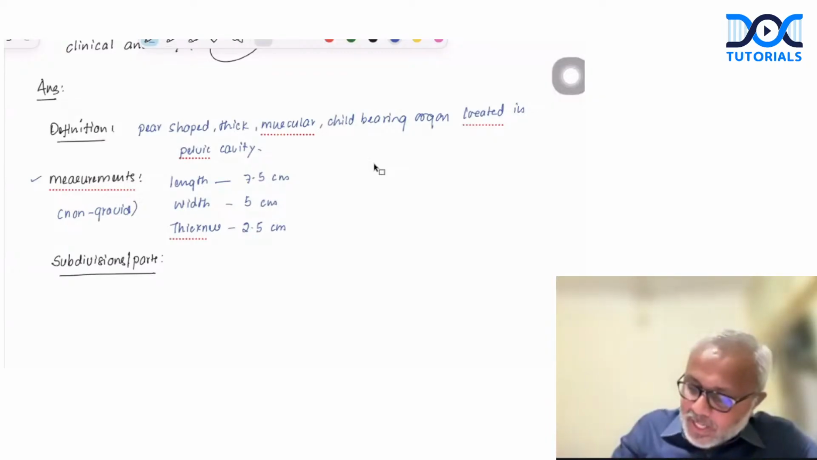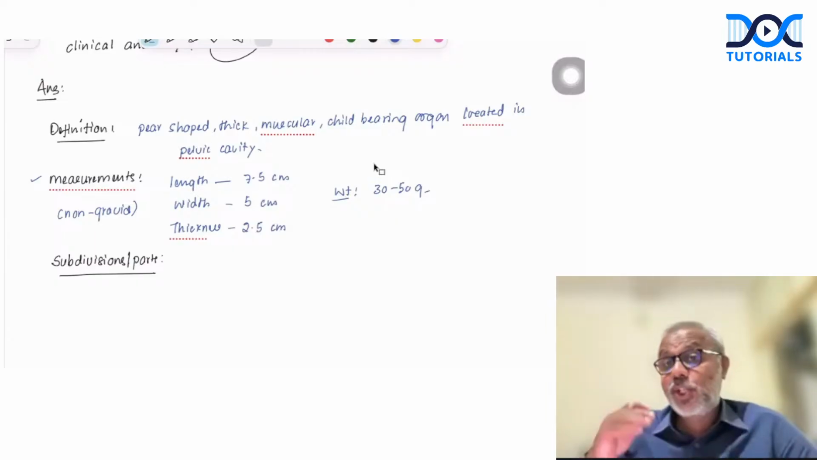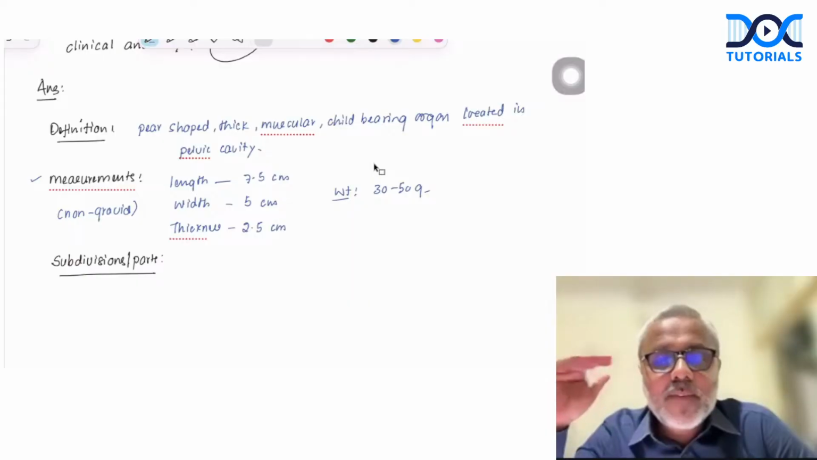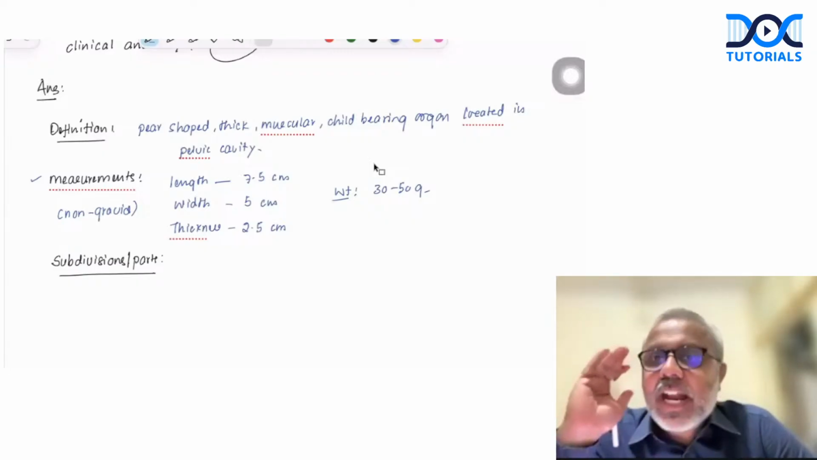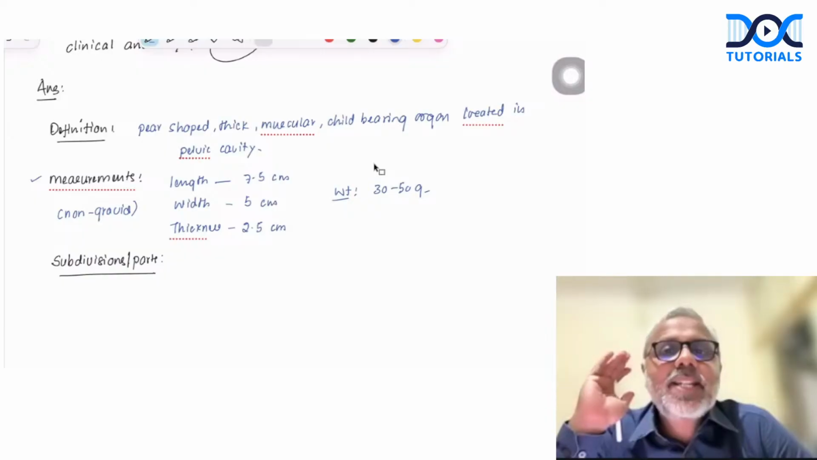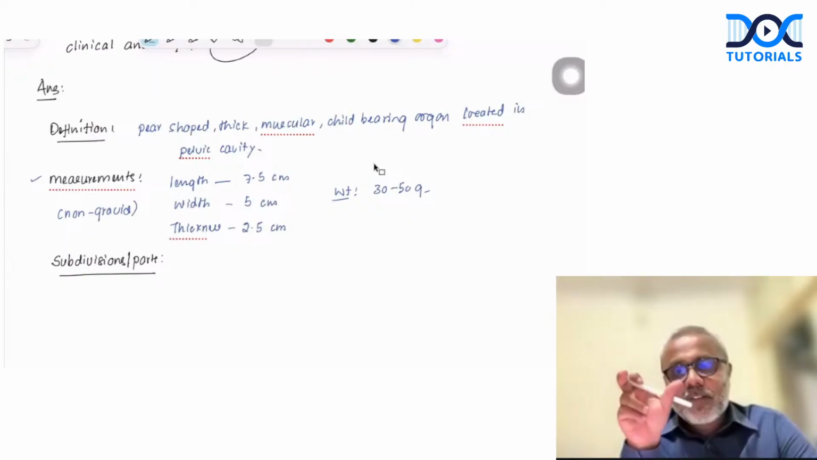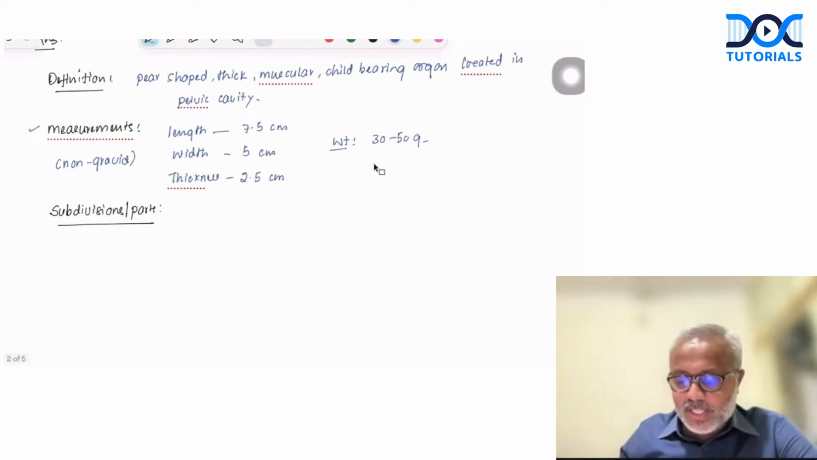This is the size. Now, the weight of a non-gravid uterus is anywhere between 30 to 50 grams. Remember, uterus can grow up to a size of 60 to 70 centimeters close to term, right? When it holds the full term fetus. But a normal size non-gravid uterus measures about 7.5 centimeters in length, 5 centimeters in width, and 2.5 centimeters anteroposteriorly or thick, right? This is regarding the measurements.